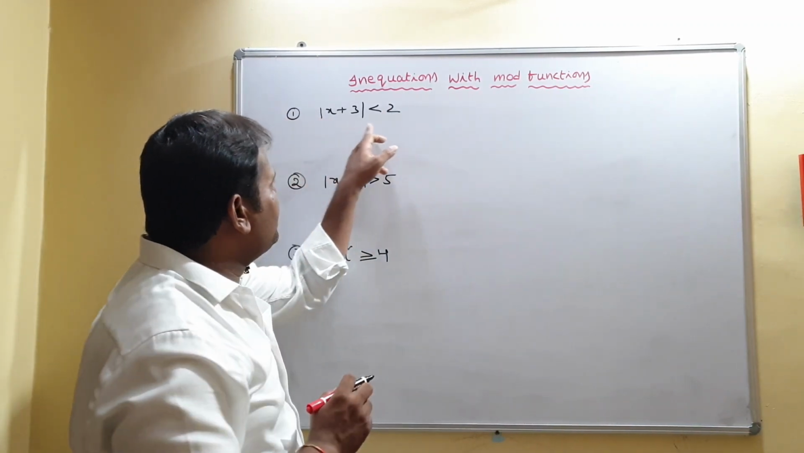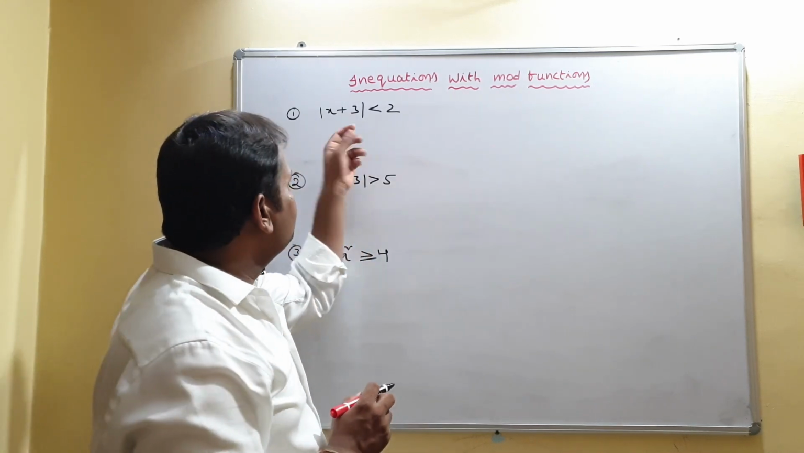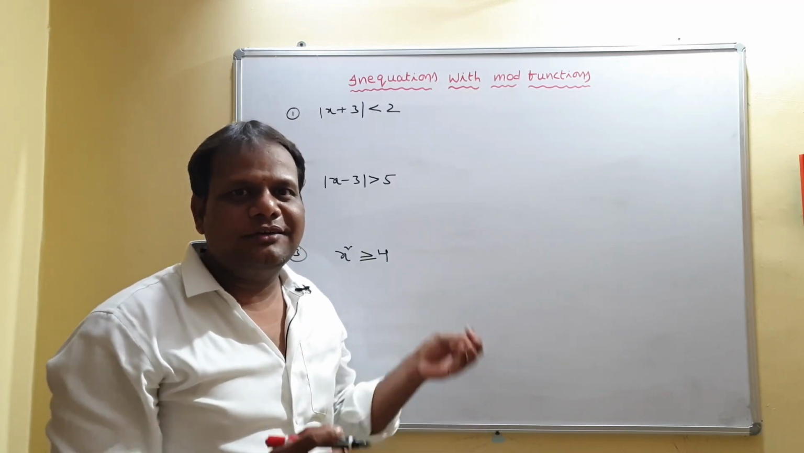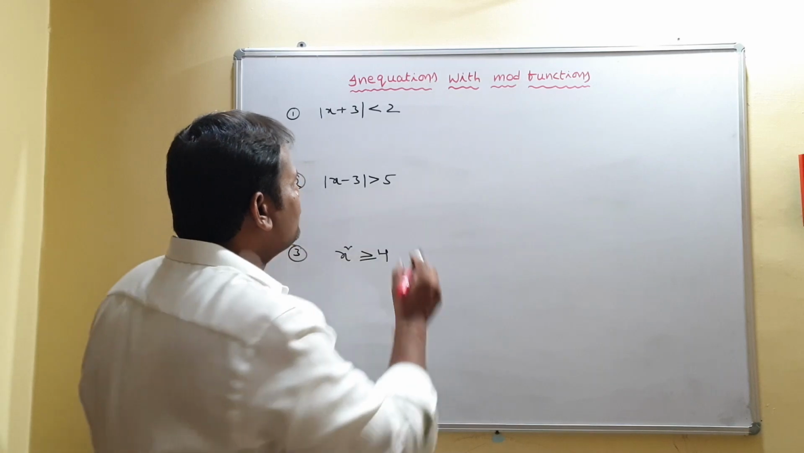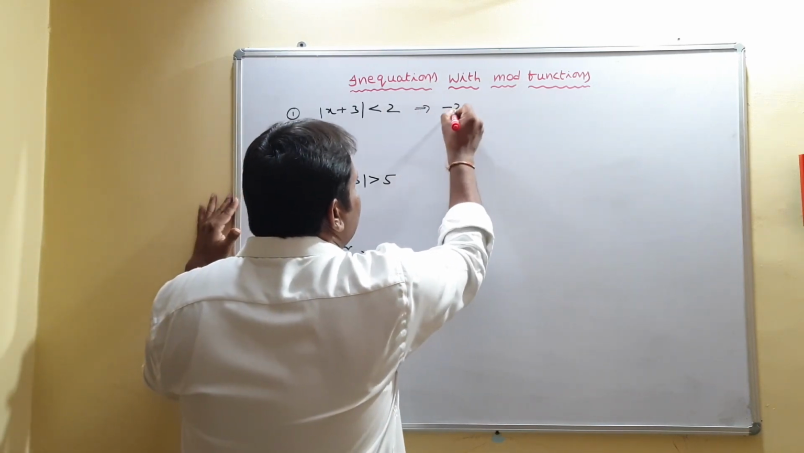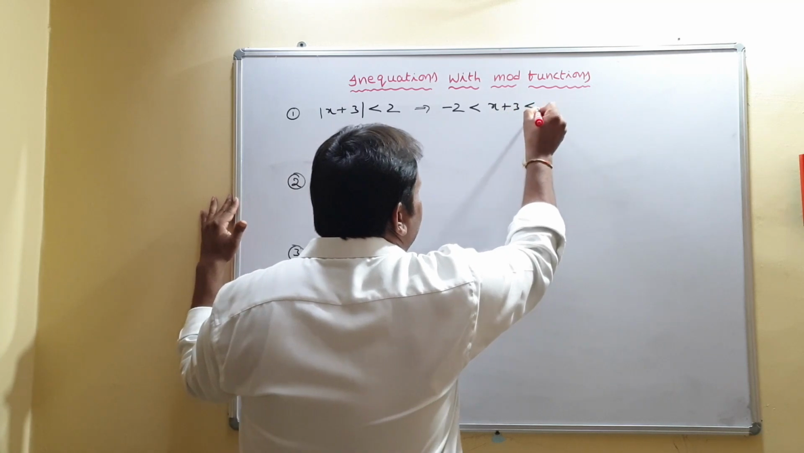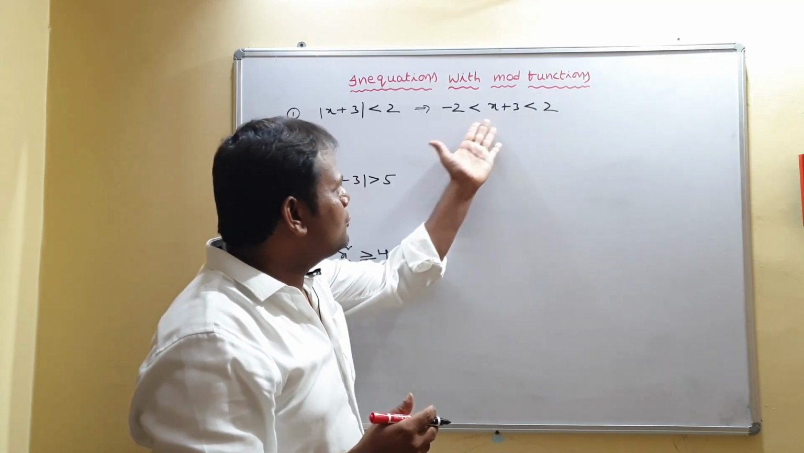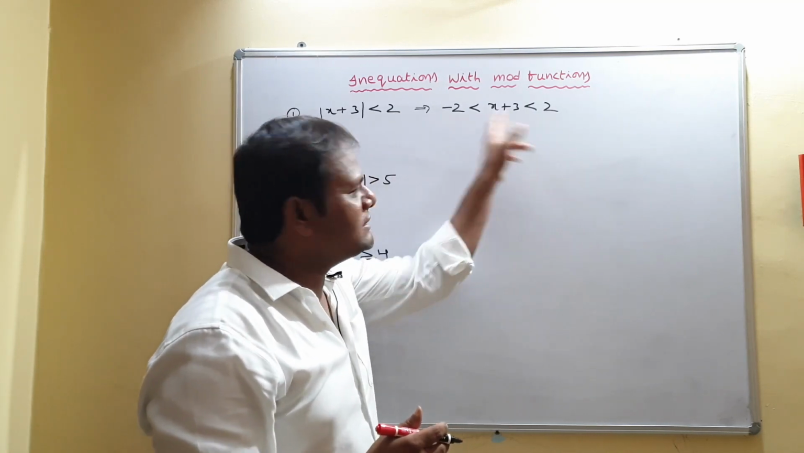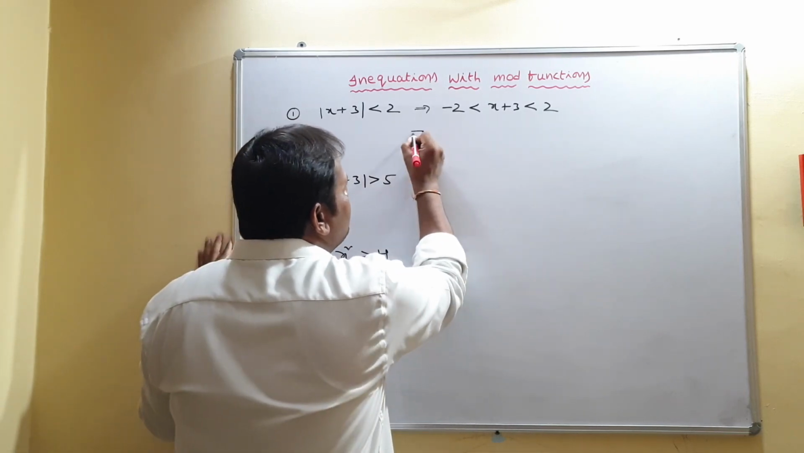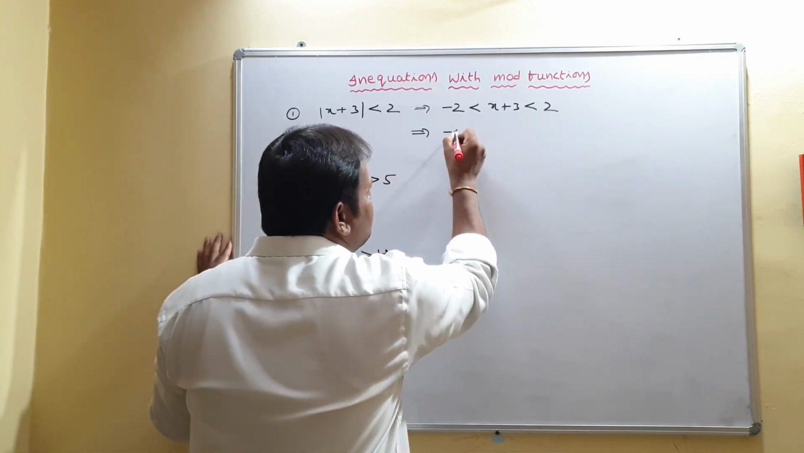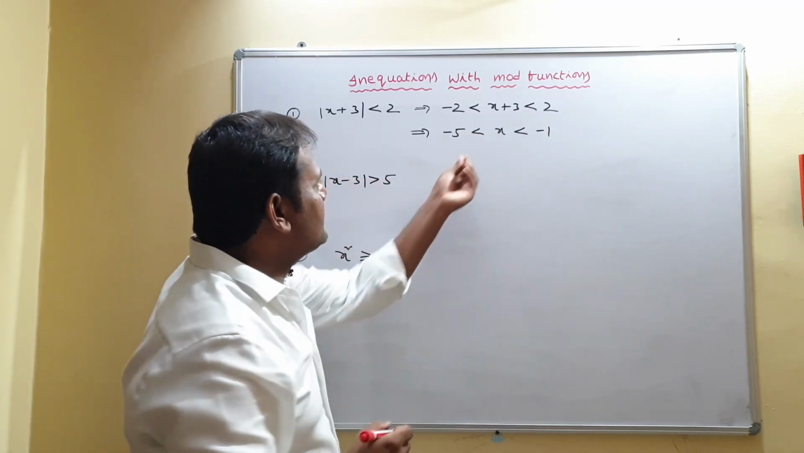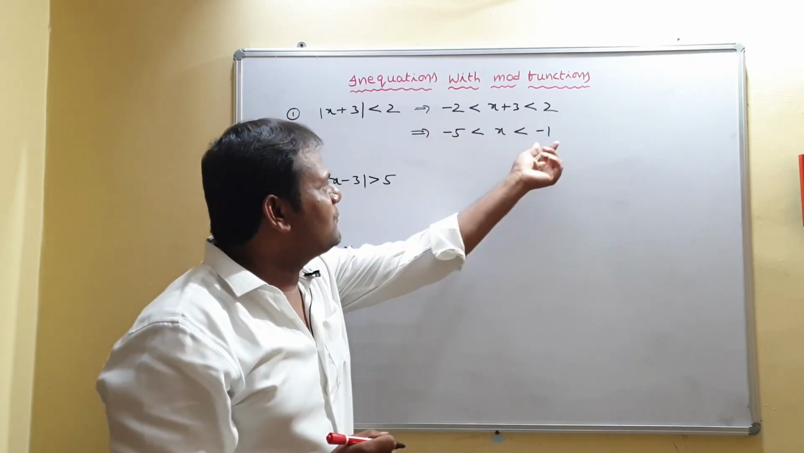Suppose mod x plus 3 less than 2. It is like mod x less than a. So if mod x less than a, what can you take? Minus a less than x less than a. So from this I can write minus 2 less than x plus 3 less than 2. You have to find x value. So to get x value, you have to add minus 3 to this inequality. So you can get minus 5 less than x less than minus 1. So we got the answer. X values are in between minus 5 and minus 1.